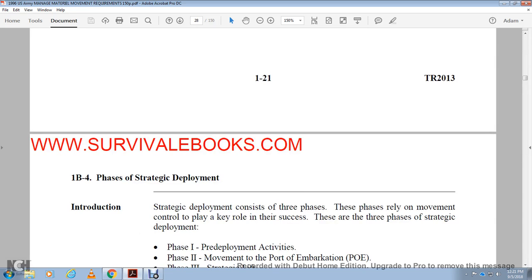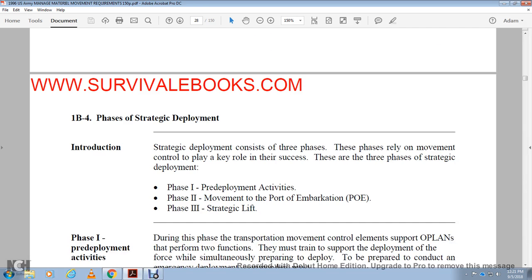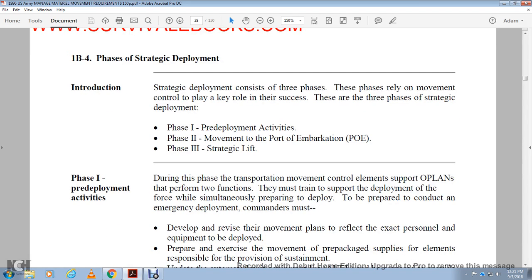Alright, 1B, phases of the strategic deployment. Strategic deployment consists of three phases. The three phases rely on the movement control elements, which play a key role in the success of the deployment. The three phases of the strategic deployment are Phase 1, pre-deployment activities; Phase 2, movement to the port of embarkation; Phase 3, strategic lift. Part 1, during the phase of the transportation, movement control elements support operations and perform two functions: the unit must train with the support of the deployment of the force while simultaneously preparing to deploy and prepare for the conduct of an emergency deployment.